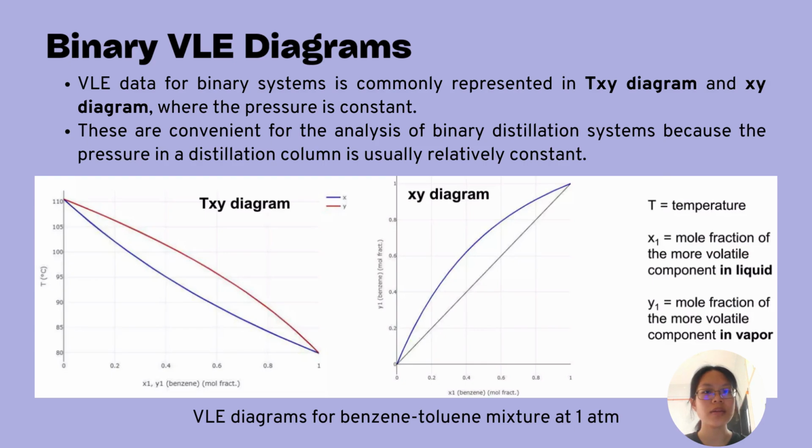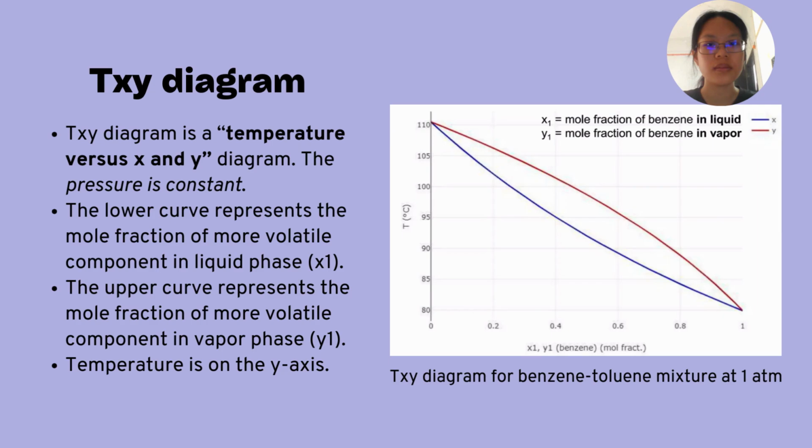VLE data for binary system is commonly represented in TXY diagram and XY diagram, where the pressure is constant. These are convenient for the analysis of binary distillation systems because the pressure in a distillation column is usually relatively constant. A TXY diagram shows temperature versus composition at constant pressure. The lower curve represents the mole fraction of the more volatile component in the liquid, X1. The upper curve represents the mole fraction of the more volatile component in the vapor, Y1. Temperature is plotted on the y-axis.